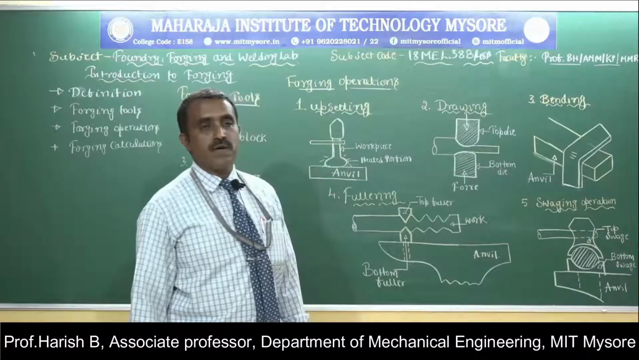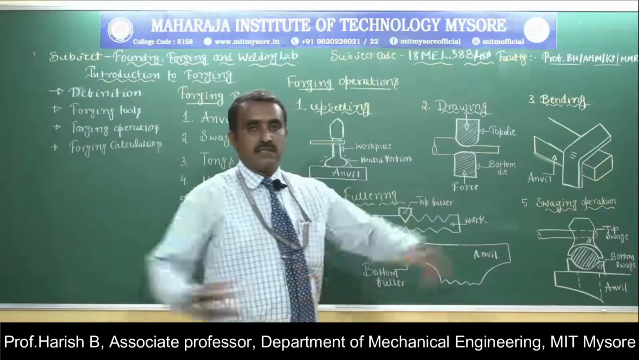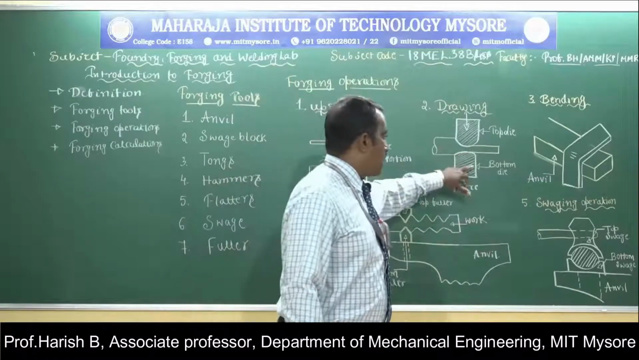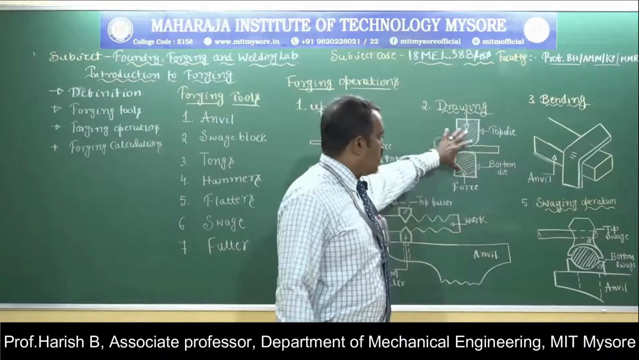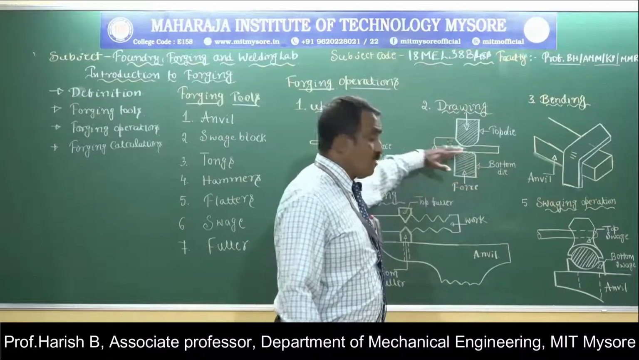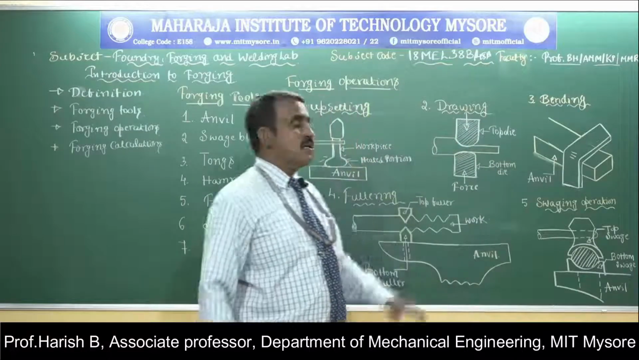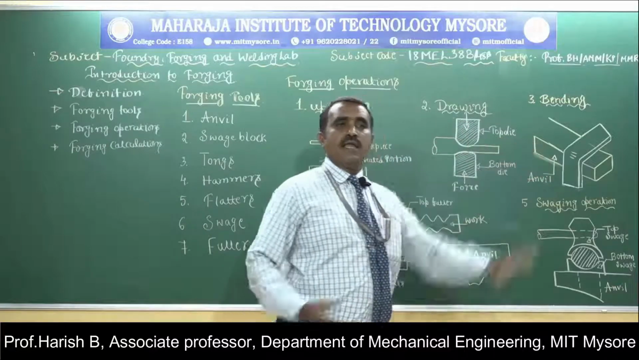The second one is the drawing operation. As the name itself tells, drawing is increasing the length. The specimen is drawn. Once again you have a bottom die and a top die. The bottom die is fixed and the workpiece is placed on it, the top die is placed, and hammering is done. You can see this is the original diameter. So the diameter reduces whereas the length increases.